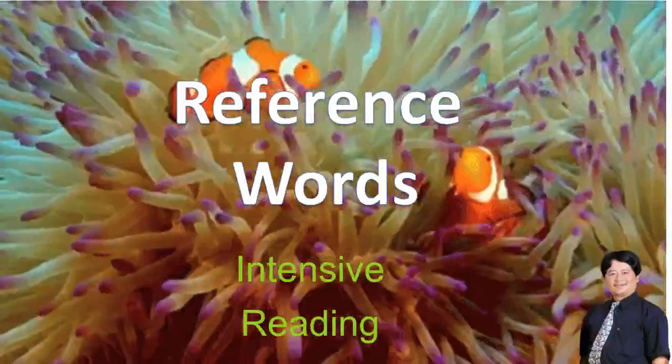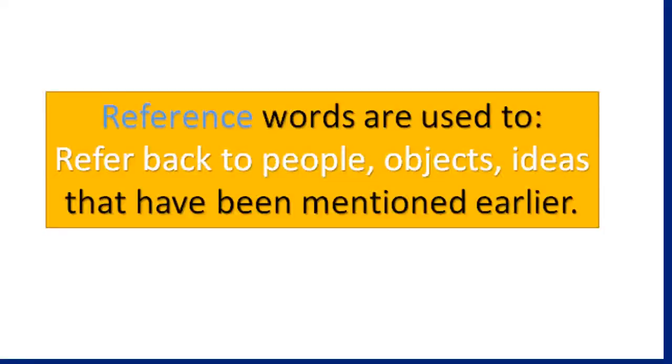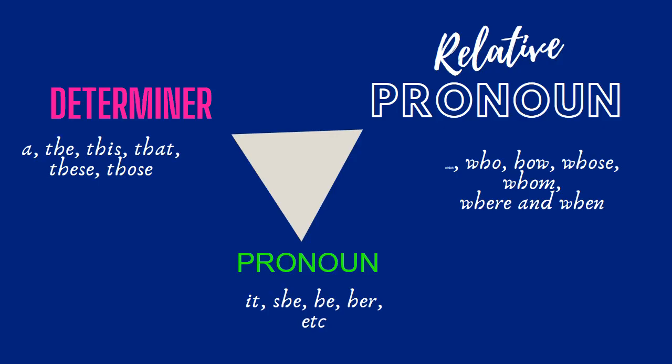Okay, just follow me. Reference words are used to refer back to people, objects, ideas, or situations that have been mentioned earlier or will be mentioned later. There are three types of reference words. The first is determiner, like the, this, that, these, and those.